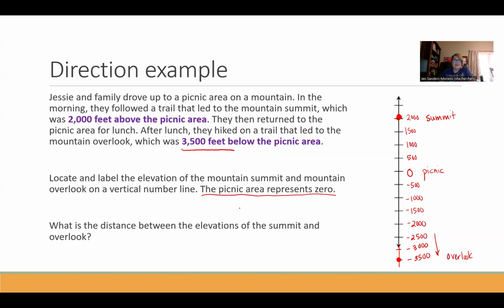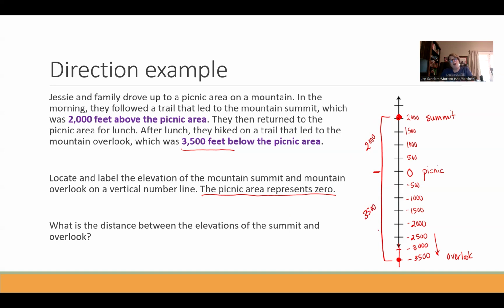Okay, cool. Now it says, what is the distance between the elevations of the summit and the overlook? So they want to know what's the total distance here. Not the total distance that Jesse and her family hiked, because that would have been up and down again, but just what's the distance between these two? So from 0 to the summit, this is 2,000. And then this distance is a distance of 3,500.